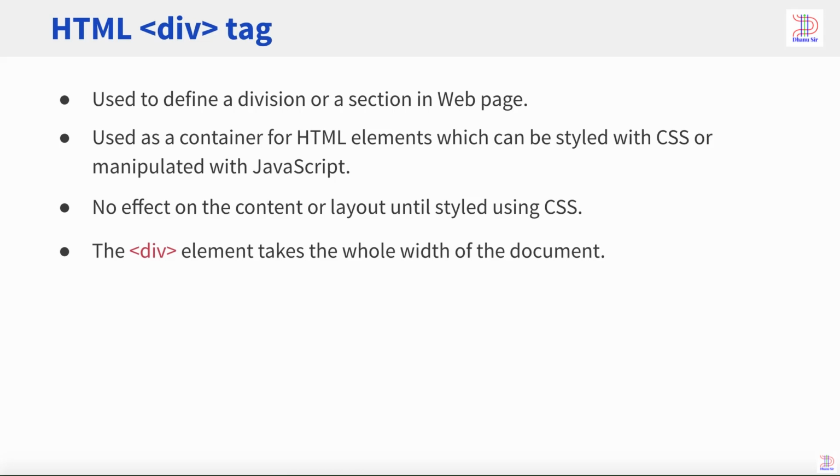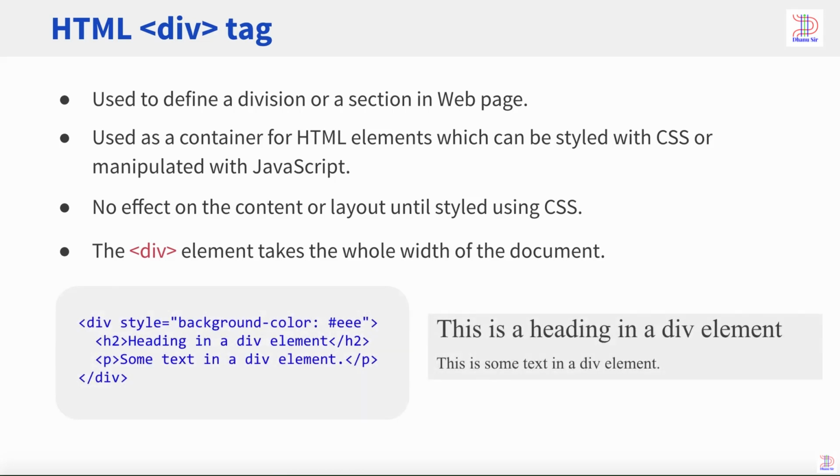The div element takes the whole width of the document. Example, you can see I have given the style attribute to div with background color #EEE. If I don't give the style attribute, then there will be no background color. Also note, most of the browsers will add display block as the default value to div. You can inspect the element using the browser developer tool and check it.